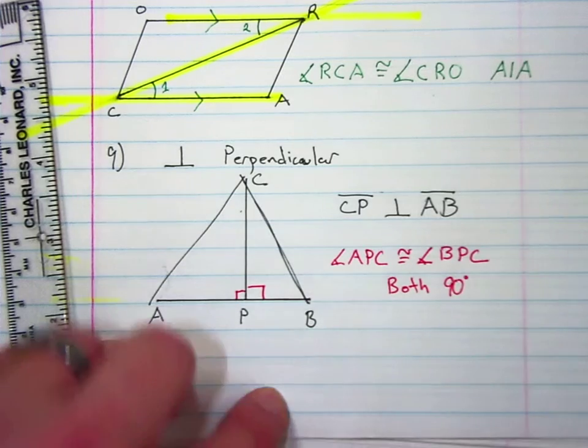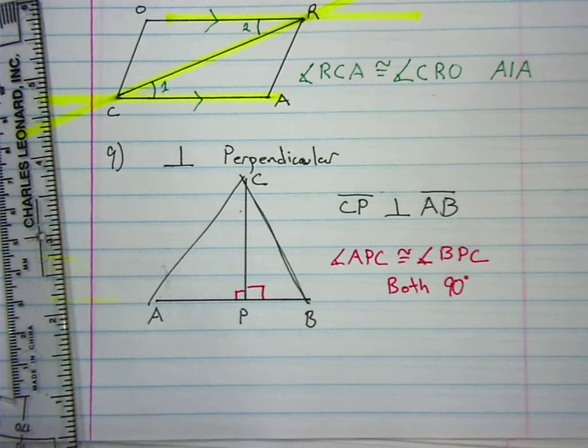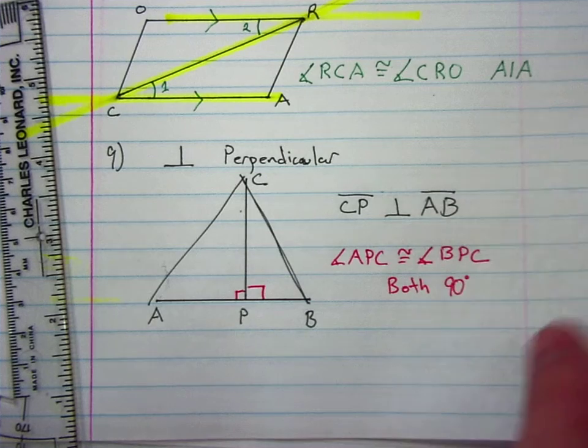This one isn't going to show up a lot until 7.5, and then what we're actually going to do is state that they are right angles, and that's going to help us use our hypotenuse leg. You have no idea what I'm talking about, but you will later. 10. We've already used 10 quite a bit.